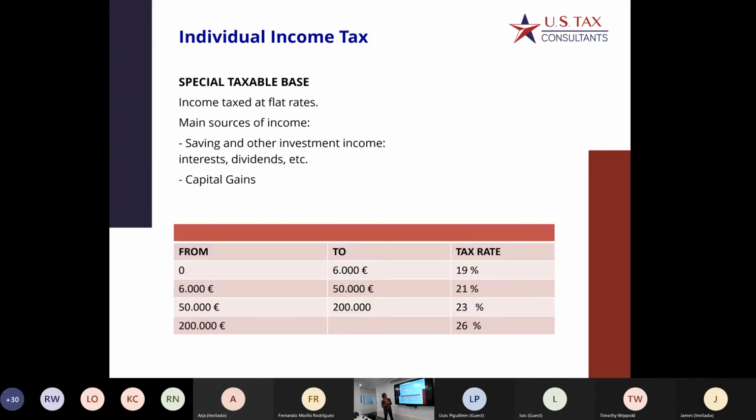The other one is the special taxable base, which more or less is savings and other investment income. Here go interest, dividends, and in general all capital gains. These have a flat tax rate: up to 6,000 euros, 19%; from 6,000 to 50,000, 21%; from 50,000 to 200,000, 23%; and above that, 26%, okay?